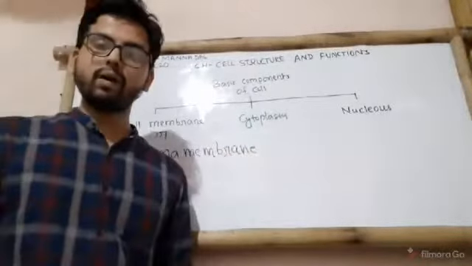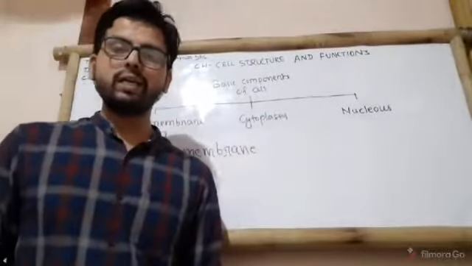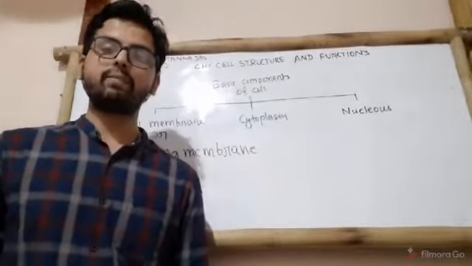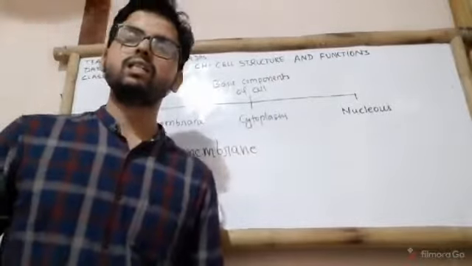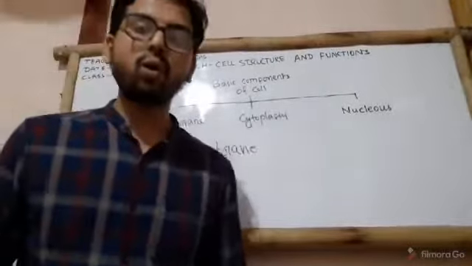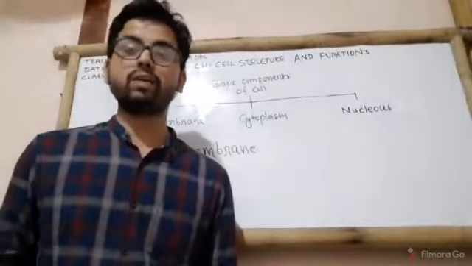Now cytoplasm. What is it? It is a jelly-like substance between the nucleus and the cell membrane. It contains organelles of cells, such as mitochondria, Golgi body, ribosomes, etc.